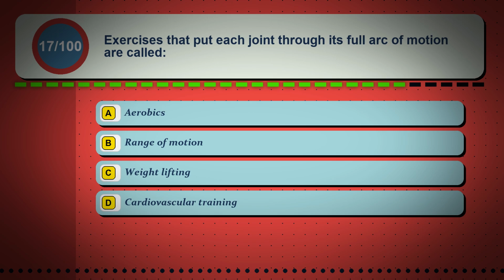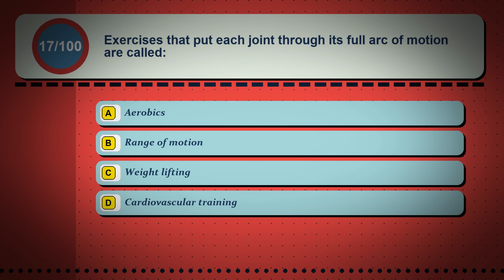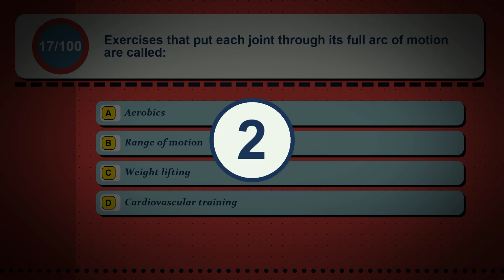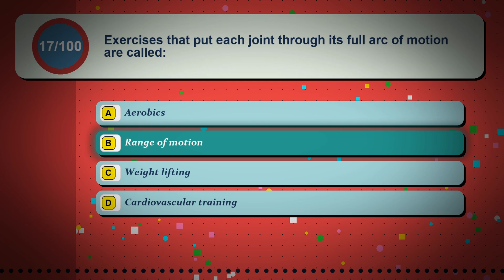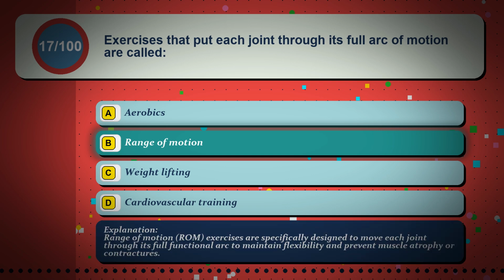Exercises that put each joint through its full arc of motion are called: Option A, aerobics. Option B, range of motion. Option C, weight lifting. Option D, cardiovascular training. The correct answer is option B, range of motion. Range of motion, ROM, exercises are specifically designed to move each joint through its full functional arc to maintain flexibility and prevent muscle atrophy or contractures.